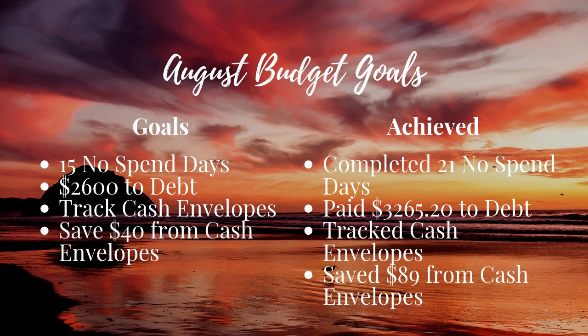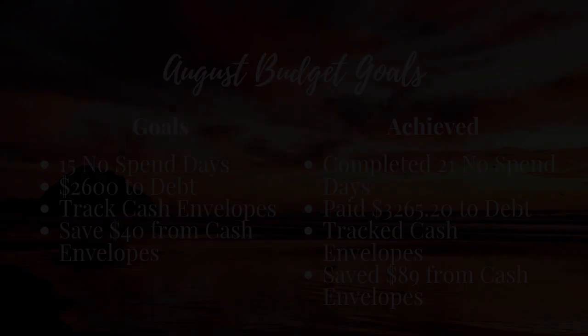So here are my goals, and you can see what I set the goal as and what I achieved. 15 no spend days, and I completed 21. $2,600 to debt, but I actually paid $3,265.20. Track my cash envelopes, so whoop whoop there, and I actually saved $89 from my cash envelopes. That's a milestone for me too. I normally do not save that much, and I used to, if I had savings in cash envelopes, I would go and spend it. But this time it is actually going to debt in the month of September. So I'm very proud of myself. I'm actually spending with control.